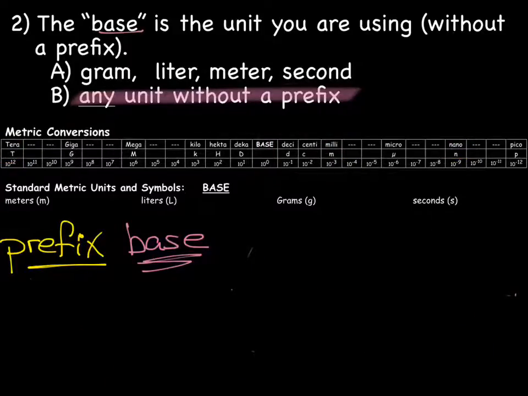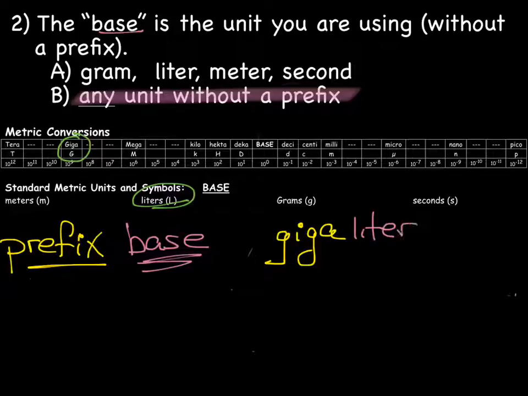Okay, let's try writing a few metric units just to be sure we got this. So let's say I had this prefix and that base. How would I write that? Well, the prefix would be giga, and the base would be liters. Gigaliter. Okay? To write that as a symbol, it would be giga liter.